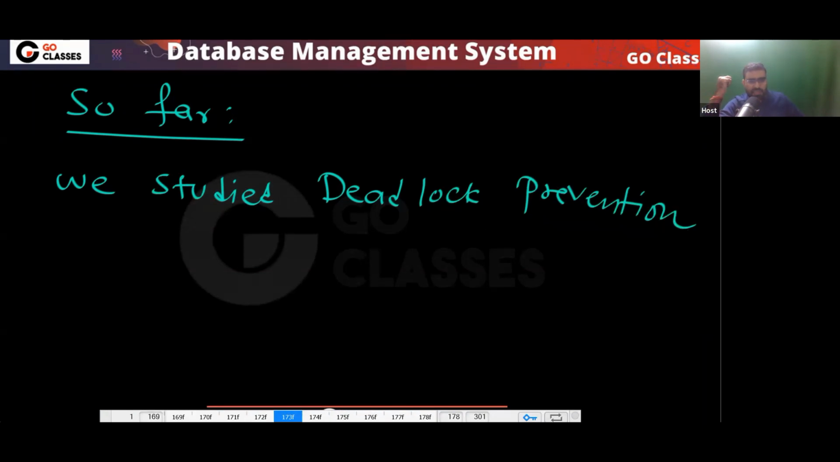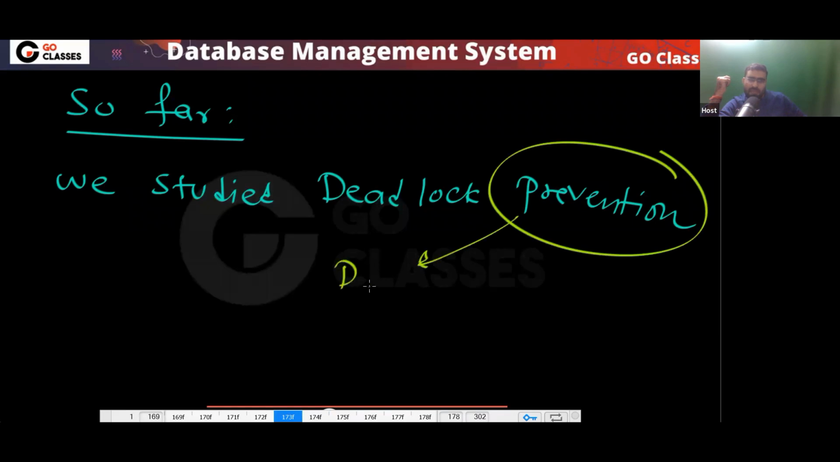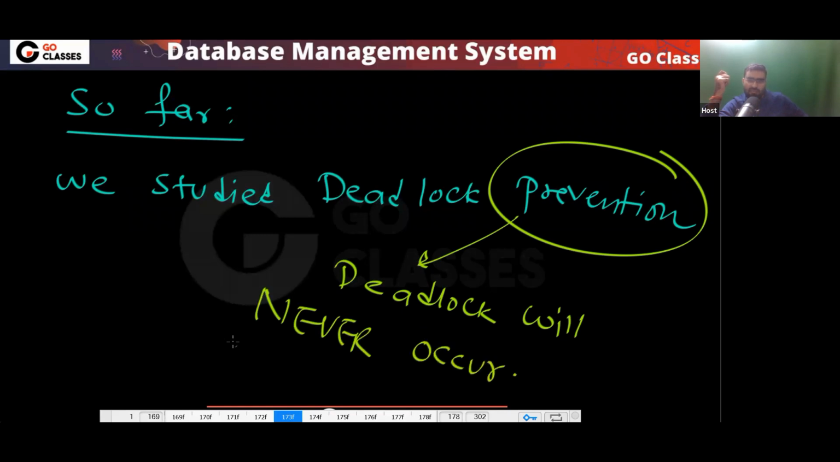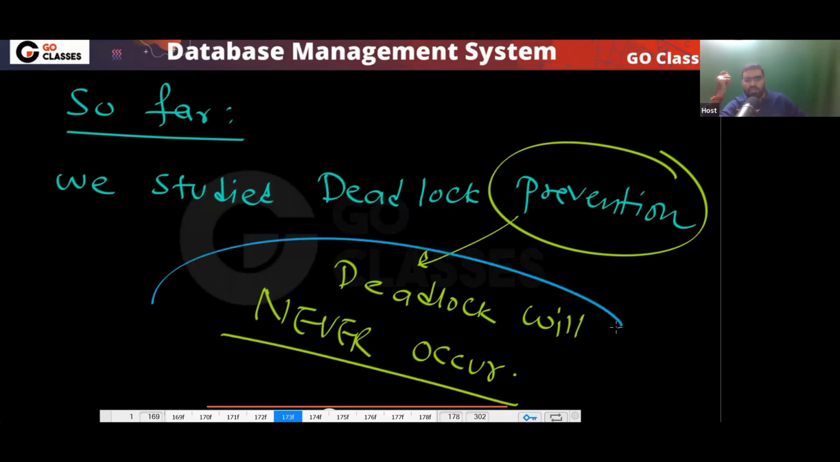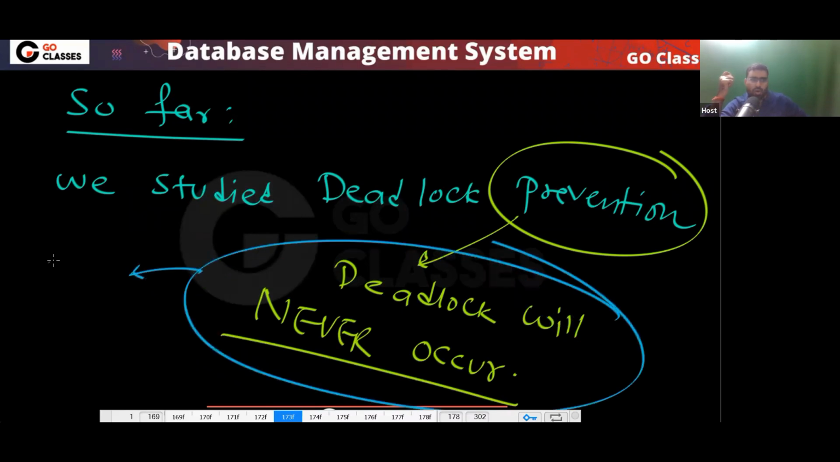So far we have studied deadlock prevention. Prevention means deadlock will never occur. So is there anything to check? Is there anything to detect? Deadlock will never occur, so in this situation there is nothing to check. You never have to check. There is no detection required.